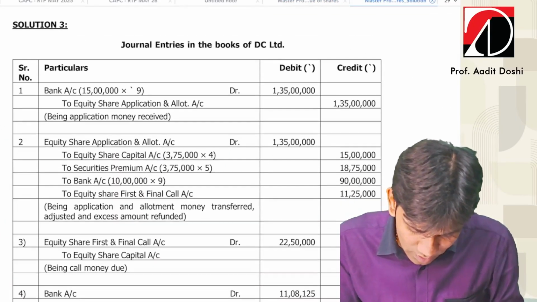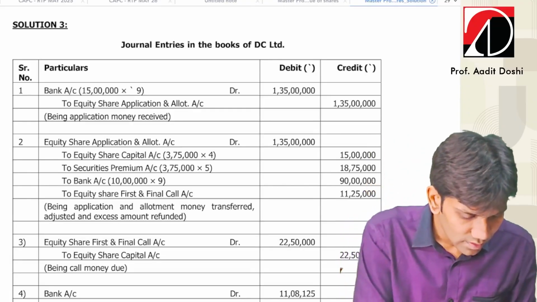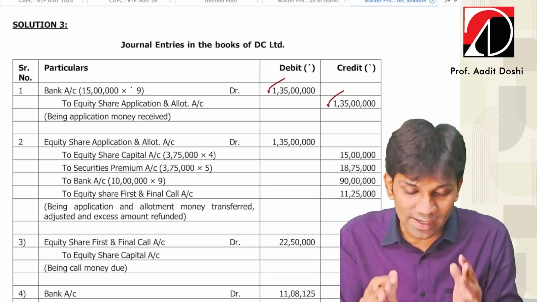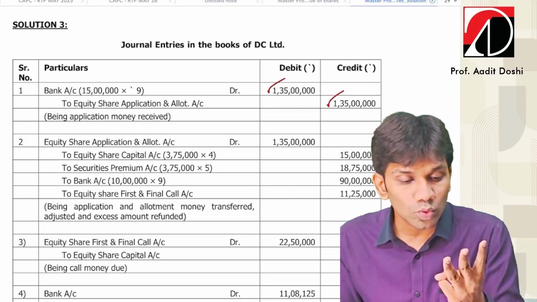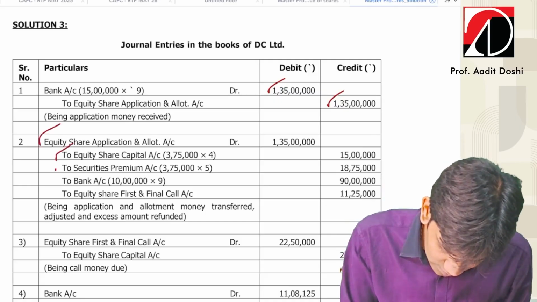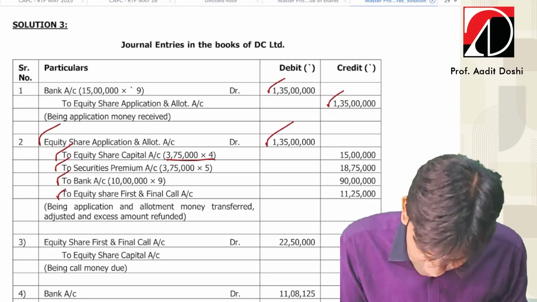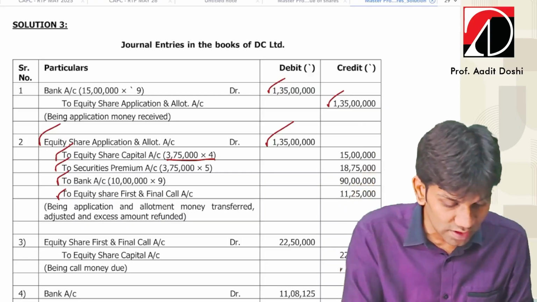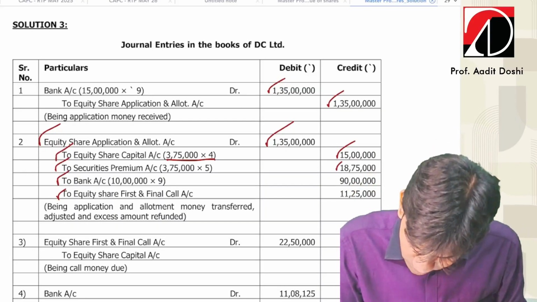It will be bank account debit to equity share application, that is basically 15 lakh shares into 9 rupees, that is 1 crore 35 lakhs, being application money received of rupees 9 on 15 lakh shares. Next entry will be equity share application account debit to equity share capital, to equity share allotment, to bank and to securities premium. You can check this. Equity share application 1 crore 35 lakh. How many shares did I issue? 3 lakh 75,000, and that will be into share capital debit or credit with face value or called up. Face value was 4, so 375 into 4, 15 lakh. 375 into 5, that is my premium.